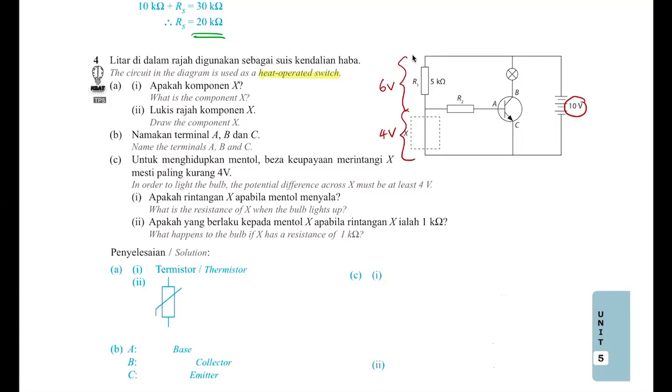Coba kira berapa? What is the resistance at X when the bulb lights up? Guna tuh yang ratio juga tadi itu, same thing. You are given the value of R1 is 5 kilo ohm. Guna ratio.